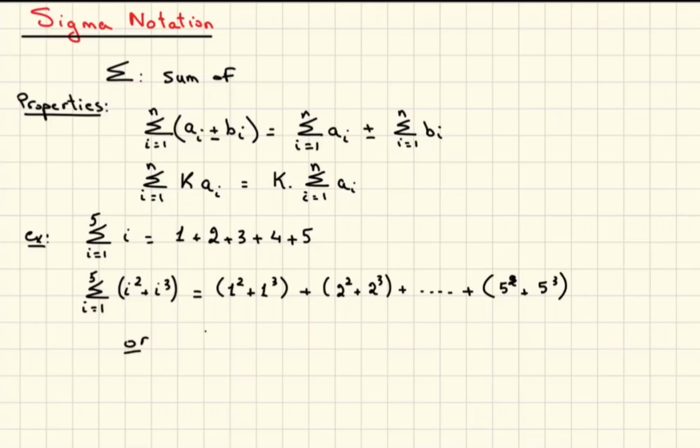Or if you want to separate, as I said, that's totally fine. So you can do sigma of i squared alone plus sigma of i cubed alone, then substitute instead of the i 1 the first time, the second time 2, and so on to get the final answer.